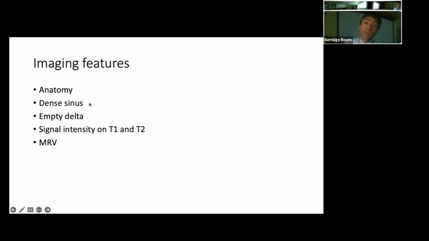So I would say the main features to look for on CT are a dense sinus. So particularly the sagittal sinus is often the easiest one to identify. But you can look at the sagittal sinus, the transverse sinuses, the straight sinus, as we saw in those cases, and cortical veins as well. You may see, I think it's sometimes called, a string sign. You can sometimes see a dense vein on the surface of the brain.